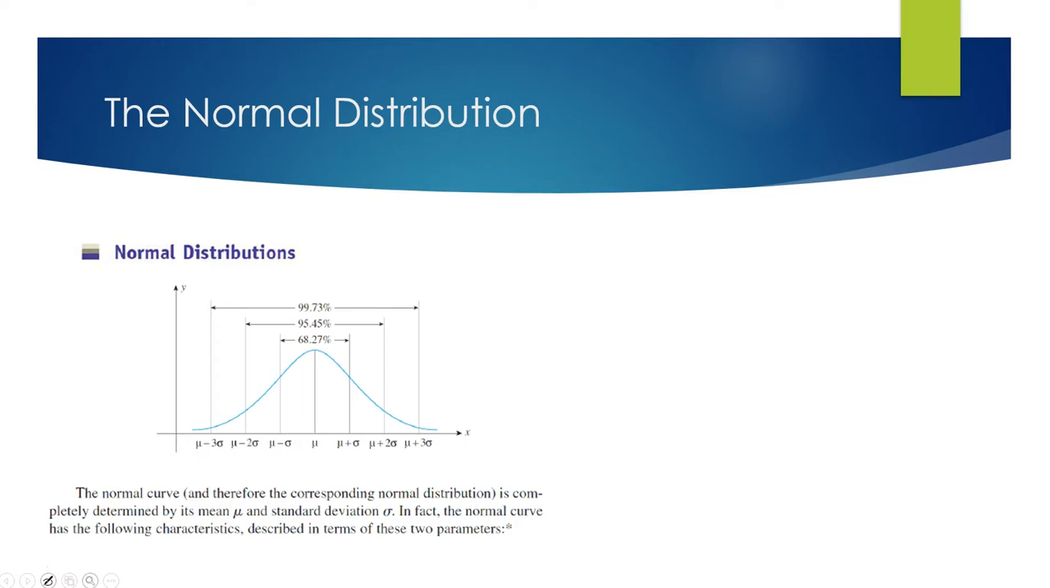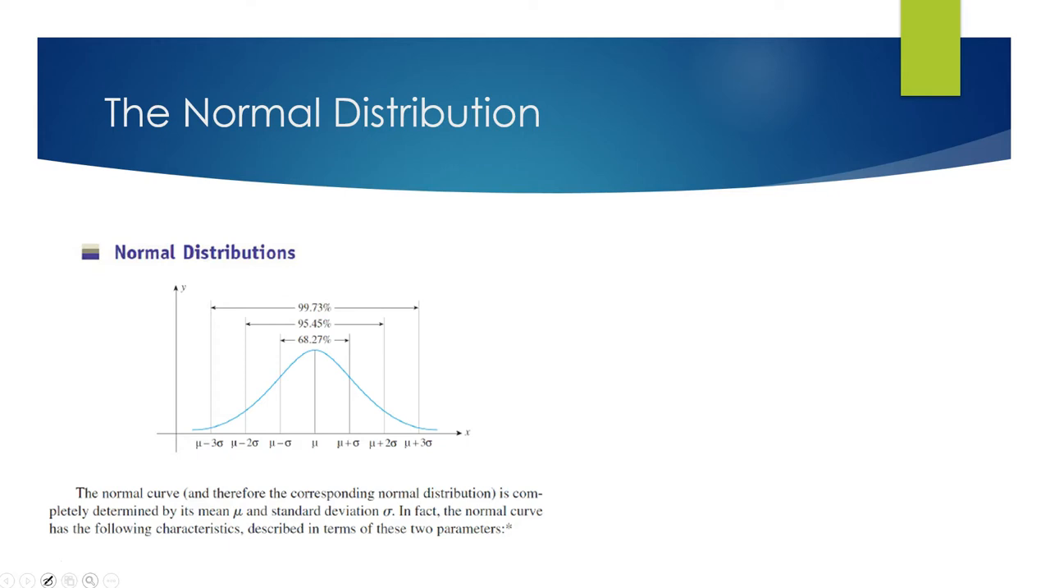For normal distributions in general, the normal curve, if it is a perfectly normal distribution, the mean is in the middle, because the mean should be the same as the median, and it should be the same as the mode. So the most frequent score should be the same as the average score, which should be the same as the middle score.